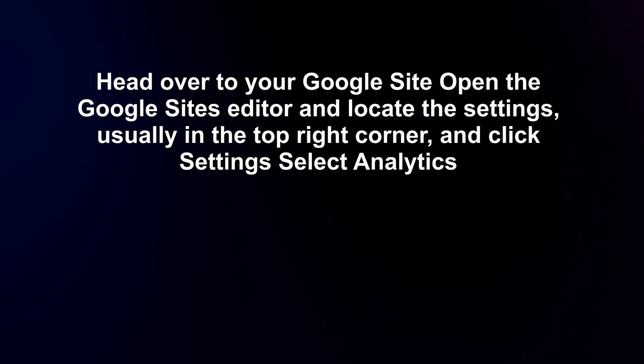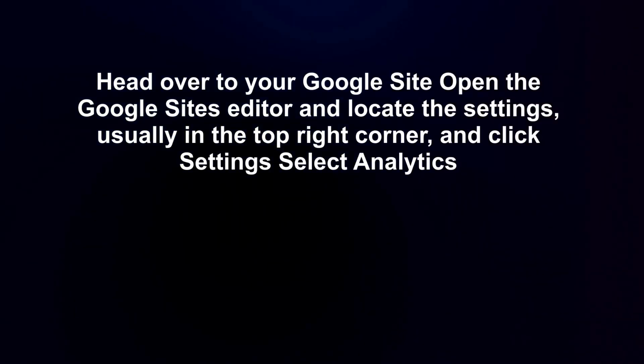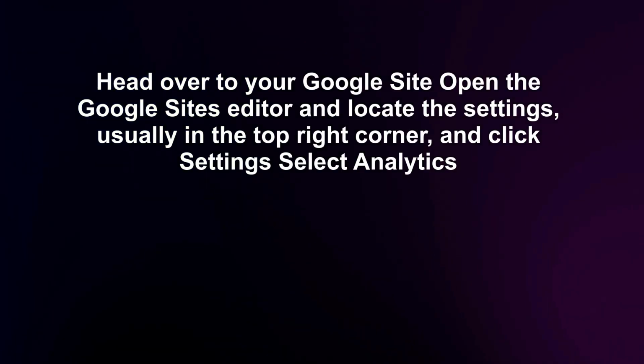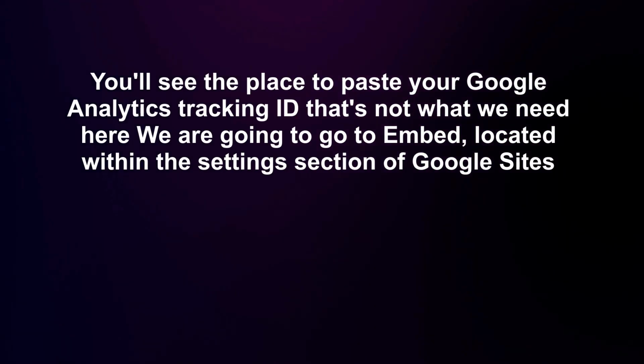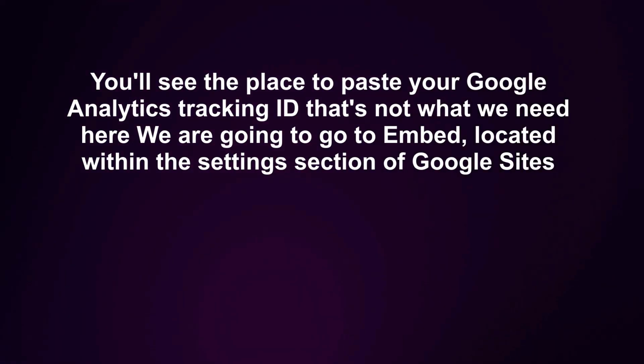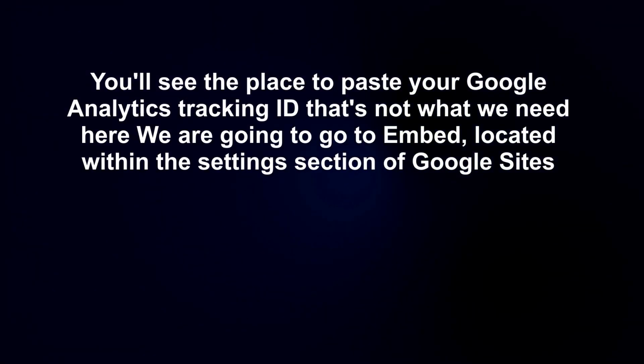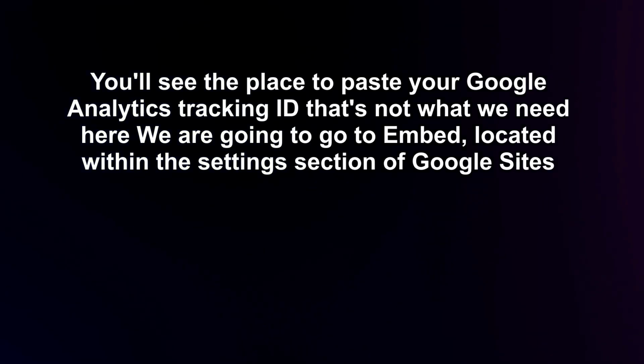Head over to your Google site, open the Google Sites editor, and locate the settings, usually in the top right corner, and click Settings. Select Analytics. You'll see the place to paste your Google Analytics tracking ID. That's not what we need here. We are going to go to Embed, located within the Settings section of Google Sites.